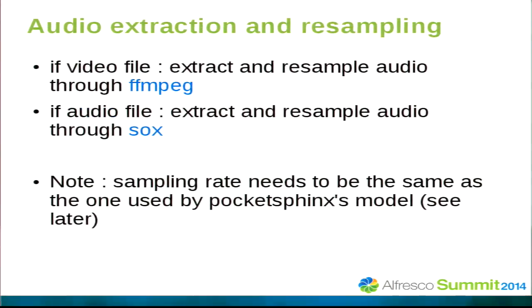Then we will do the audio extraction. If it's a video file, I will be using ffmpeg to basically dump the audio out of the video so that I can use it afterwards. And if it's an audio file, even though it's already audio, you will need to resample it to a proper sample rate, as we will see later, as it is quite important for PocketSphinx to be configured with the same sample rate that the audio file is.